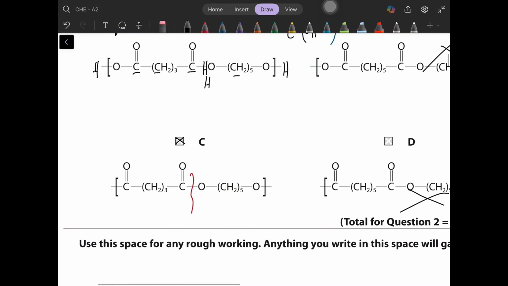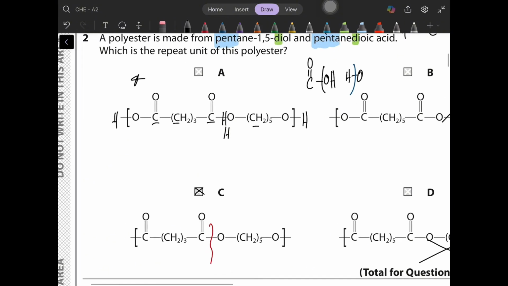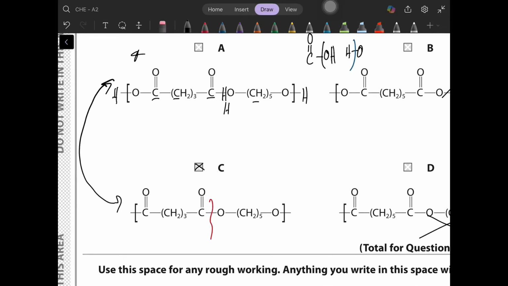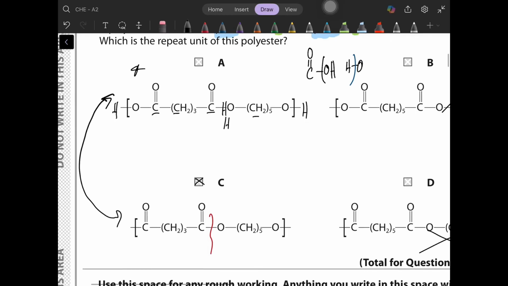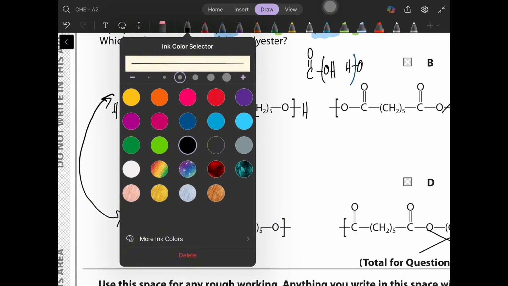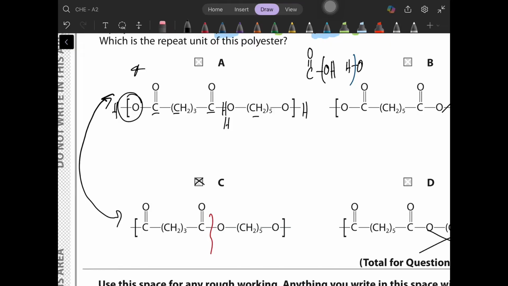So this is clearly not the answer. So 3, 4, 5 and 5, right? So either it is A or it is C. Let's take a deeper look into which should be the answer. 3, 4, 5, okay, we have 3, 4, 5. Oh yeah, so basically the carboxylic acid should be losing its OH, as I said. So there shouldn't be any O with this carboxylic acid. It should be losing its OH. So this should be the answer. This should be the repeat unit.